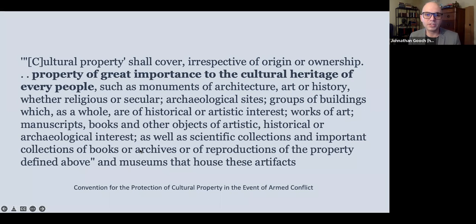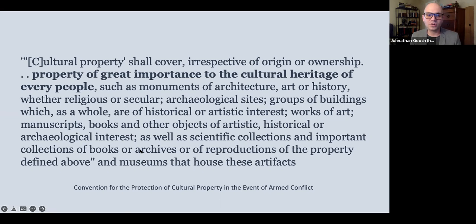Cultural property shall cover, irrespective of origin or ownership, property of great importance to the cultural heritage of every people, such as monuments of architecture, art, or history, whether religious or secular, archaeological sites, groups of buildings which as a whole are of historic or artistic interest, works of art, manuscripts, books, and other objects of artistic or historical or archaeological interest, as well as scientific collections and important collections of books, or archives of reproductions of the property defined above, and museums that house those artifacts.